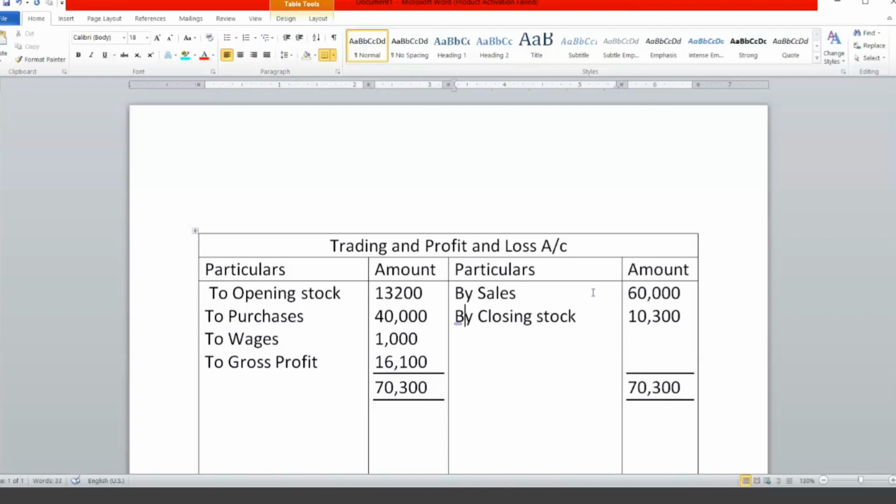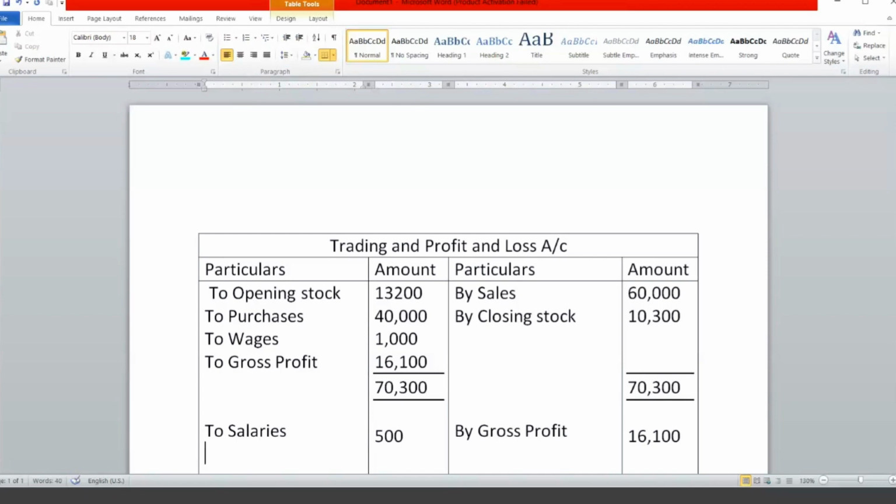Now bring that gross profit to the credit side to start the profit and loss account, by gross profit. What is the amount? 16,100. So now let's move on to the profit and loss account. What are the indirect expenses we have? Let us check it out. Mostly we will be starting with salaries. Check whether salaries are there or not. If it is there, what is the amount? I could find salary. It is 500. Salary is 500.